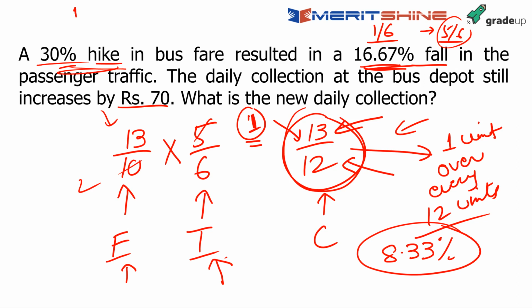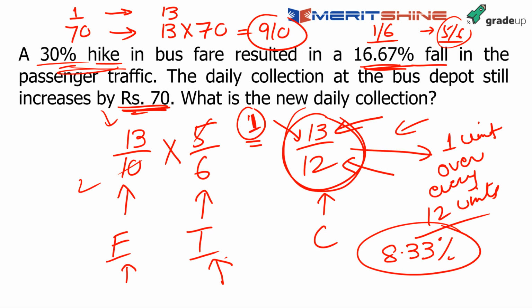When the change is 1 unit in fare collected, what is the new collection? 13 rupees. The change here is 70, so what is the change in the total fare? It would be 13 into 70. And how much is this? 910 rupees. So that's your final answer. What do you do here?